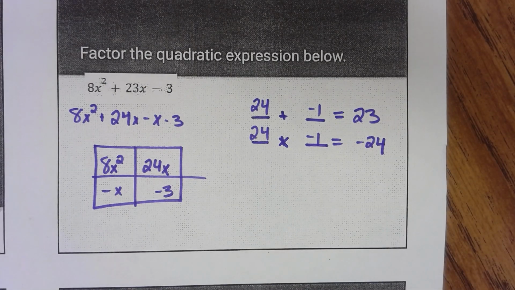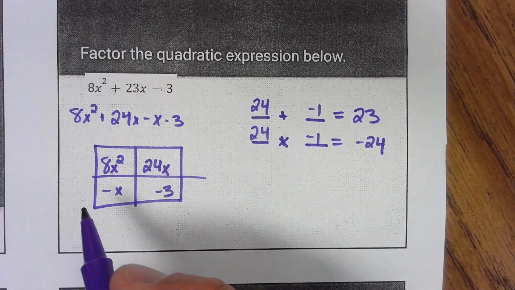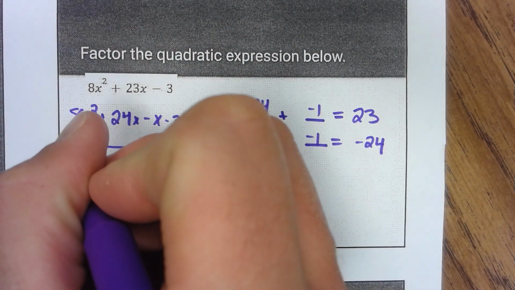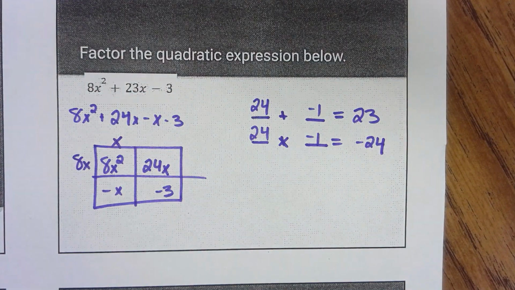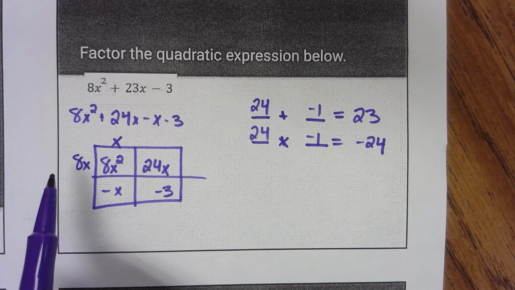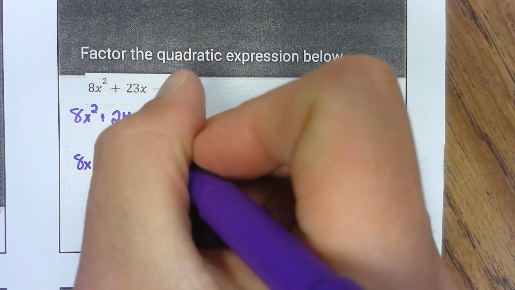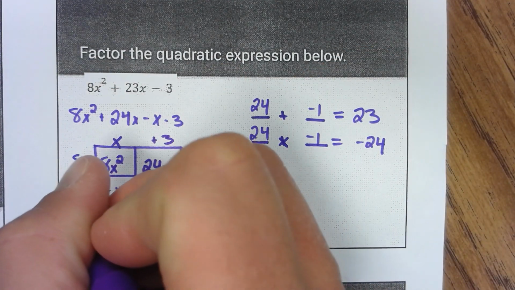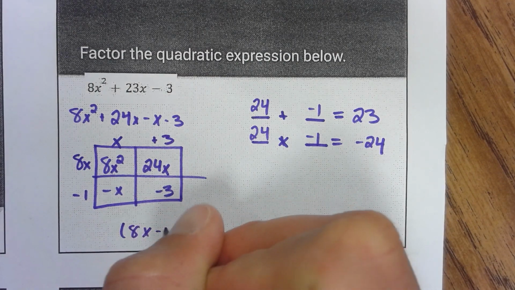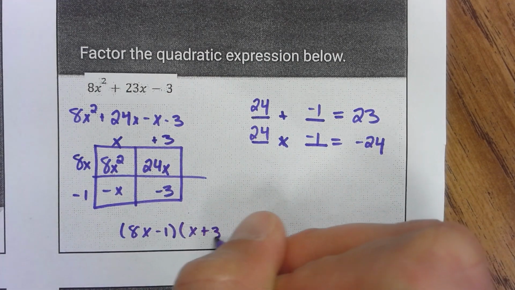Once I have everything filled in, to find the outsides, we all have different strategies. I think it's easiest to think about multiplication. What times what gives me 8x squared? There are actually a couple options here, but for this to work out, I need to use an 8x and a 1x to get 8x squared, and 8x times 3 will give me that 24x. So I need to put the 8x on the same side so that it multiplies to give me the 24x. So that's plus 3, and then x times negative 1 is negative x. So this factors to be 8x minus 1, and then x plus 3.